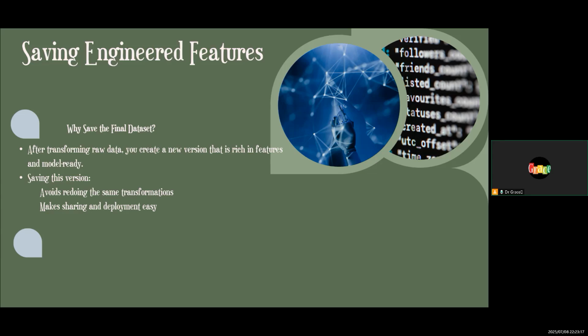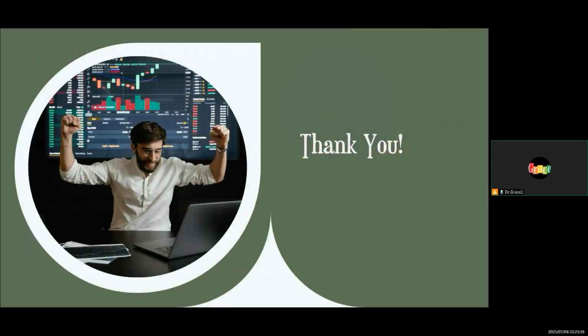Now, how do we save this version? We need to avoid redoing the same transformation and make sharing and deployment super easy. Now, file format. We have the CSV, which stands for comma separated values, which is commonly used for portability across tools and platforms.